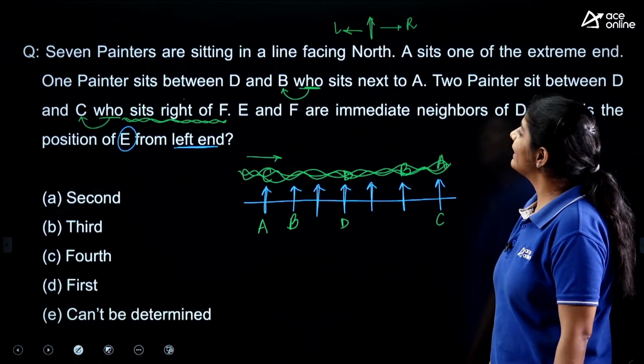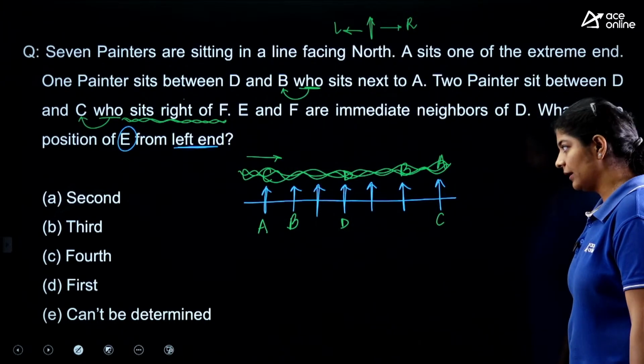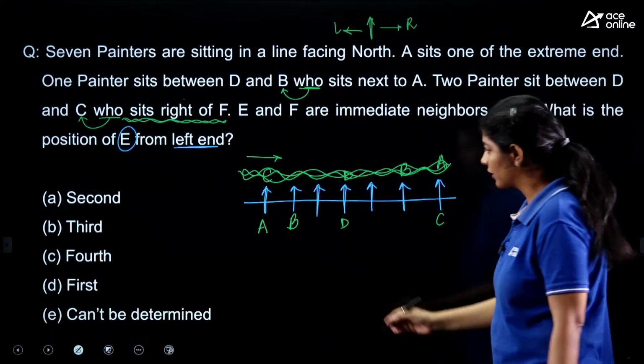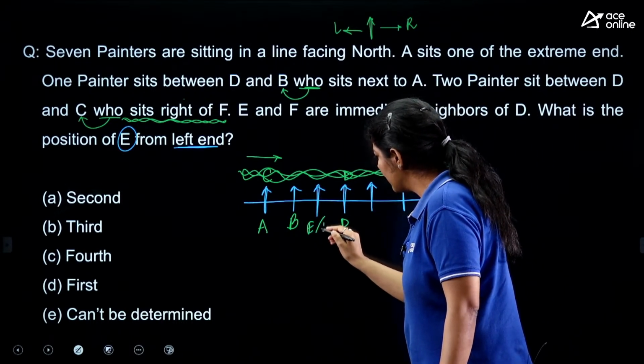Next, E and F are immediate neighbors of D. Okay, that means the fixed position is not given, so we can consider E, F like this.